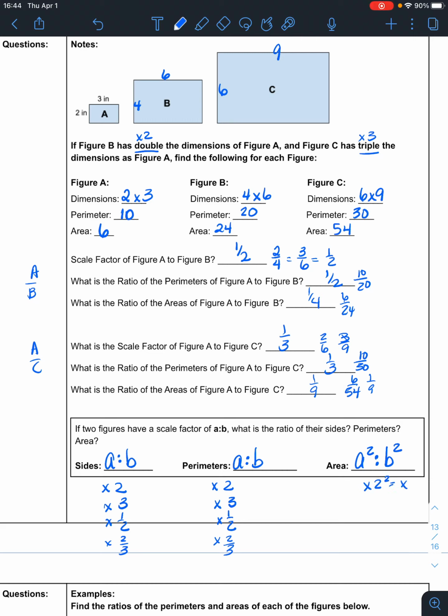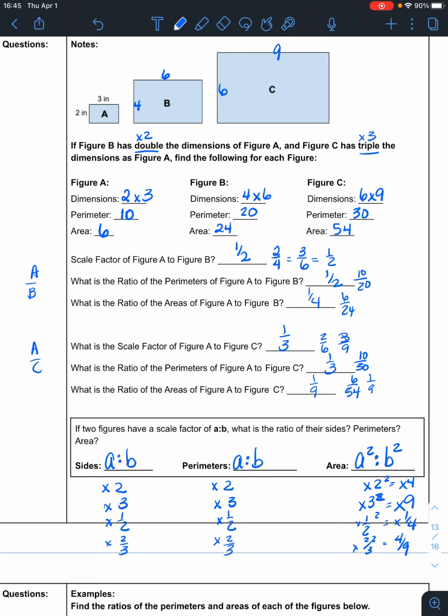So if my sides are twice as big, then my area will be 2 squared or 4 times as big. If my sides are 3 times bigger, then my area will be 3 squared or 9 times bigger. If it's 1/2, then it will be 1/2 squared, which is 1/4 as big. Or if it's 2/3, then it will be 2/3 squared, which is 4/9. Now, the way that you can remember it is your sides have a unit of feet, inches, centimeters, right?